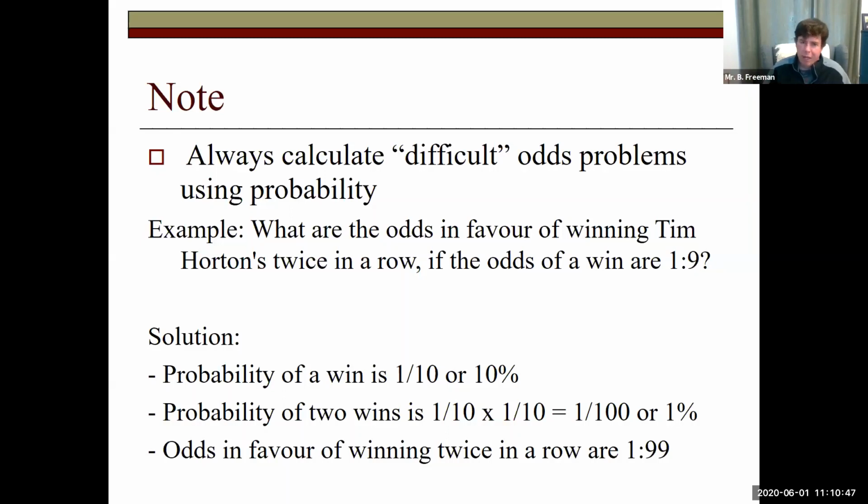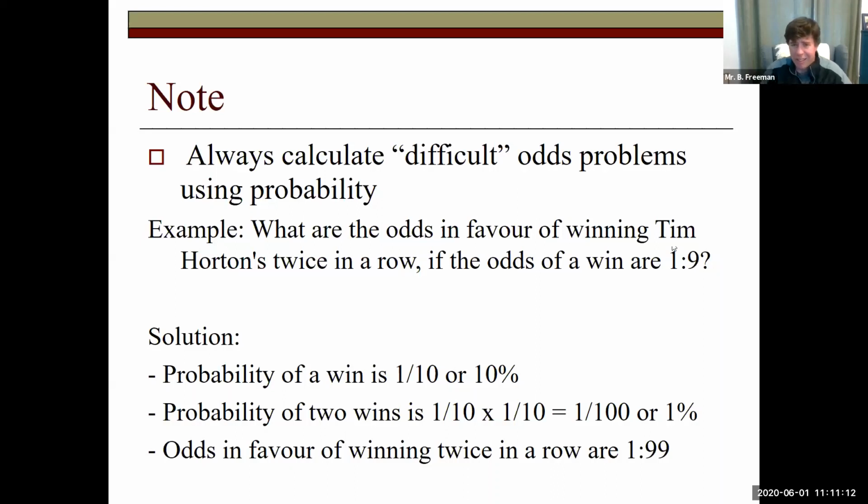Now I can go backwards again and write it in terms of odds. So the odds in favor of winning twice in a row are 1 to 99. Notice your original question with odds of 1 to 9. There's no one step there where we can just do something or multiply it to immediately get that 1 to 99. So it's important to go back to the probability and work through there.